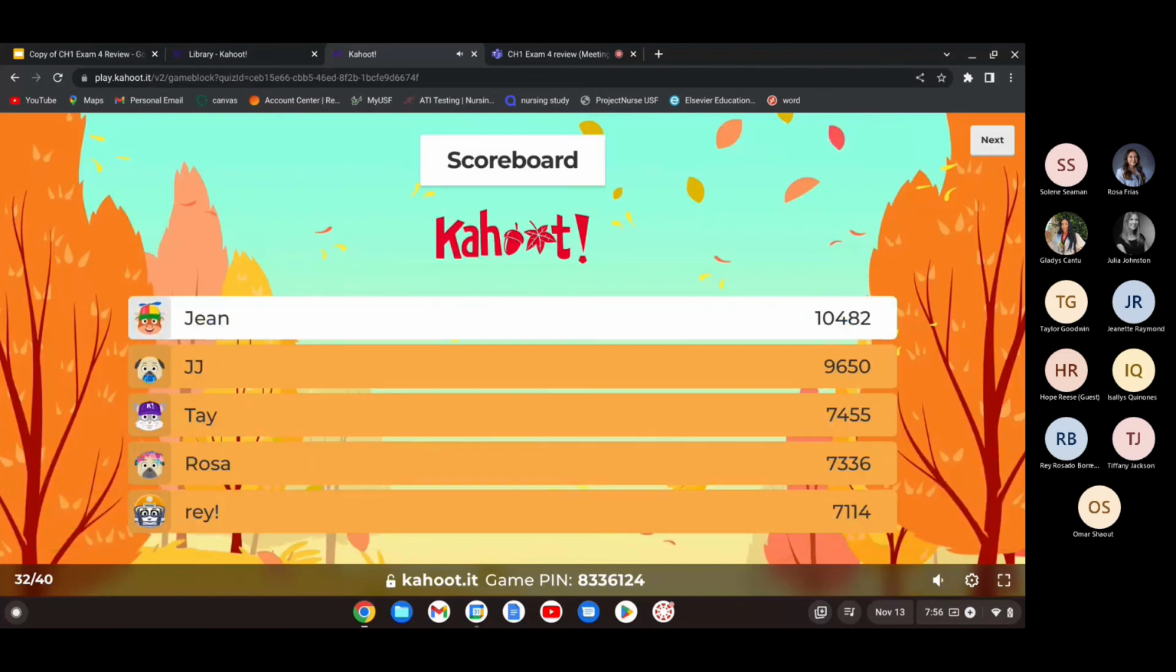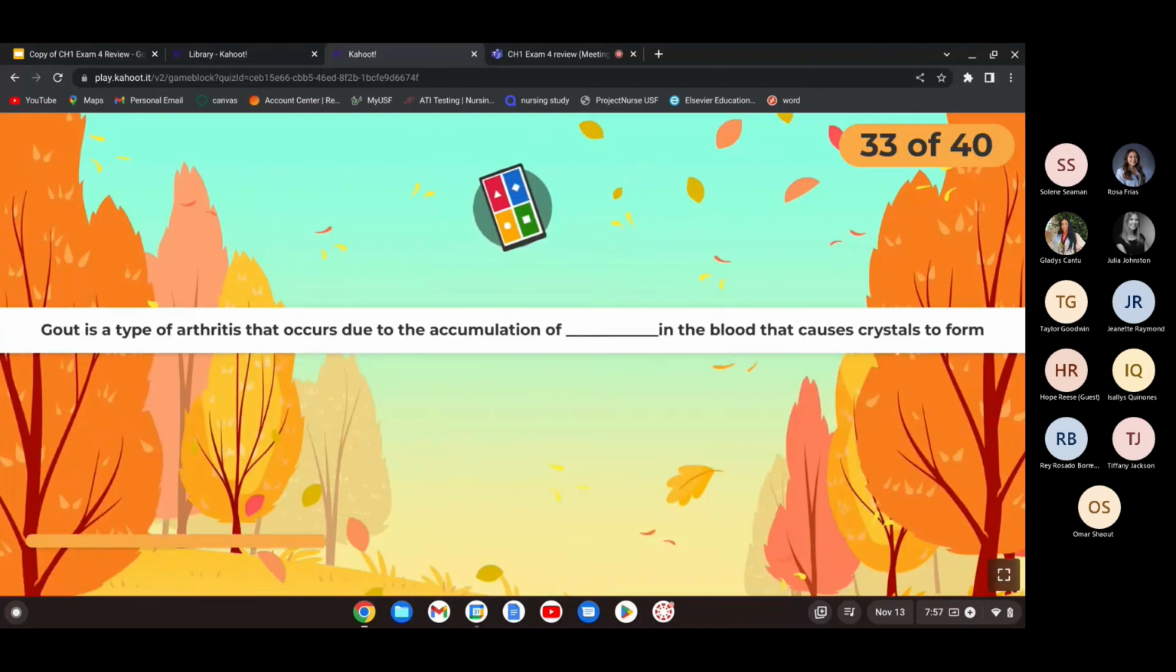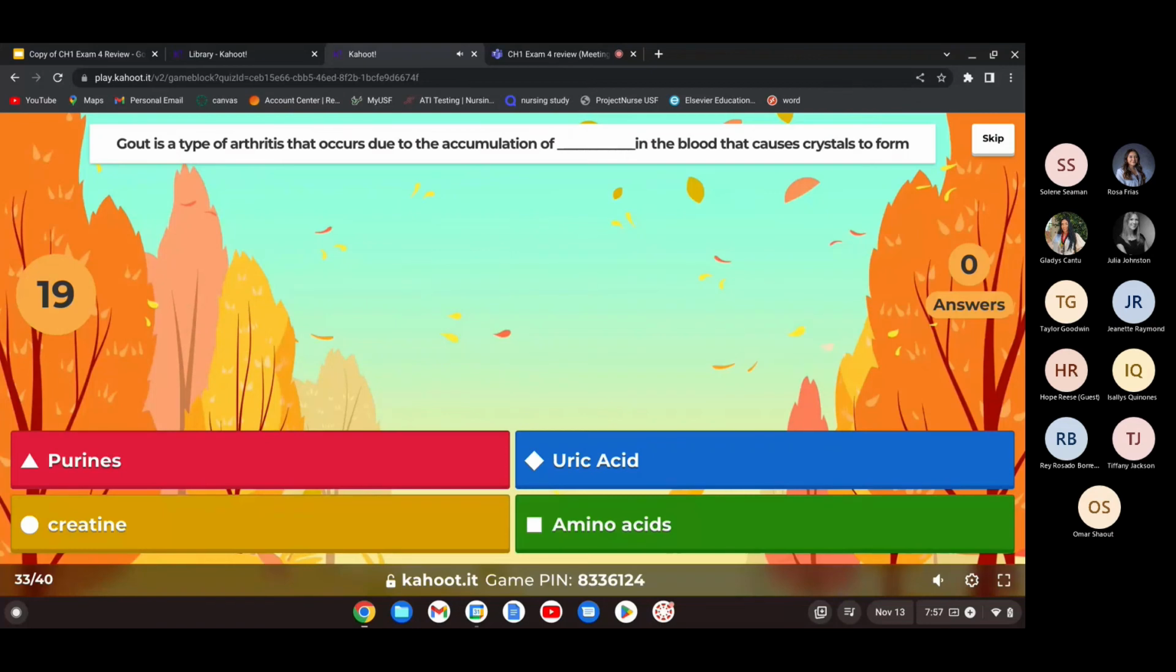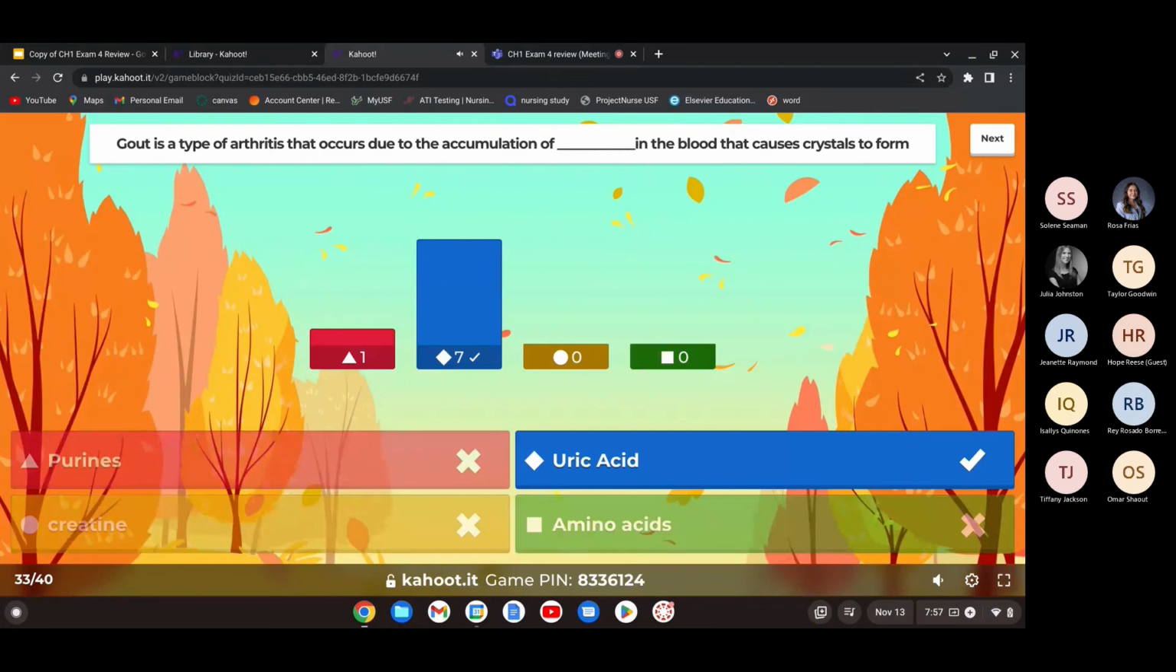There are dairy products without lactose. Think lactaid milk. It's just milk without the lactose. Gout is a type of arthritis that occurs due to the blank in the blood that causes crystals to form. Awesome, uric acid.